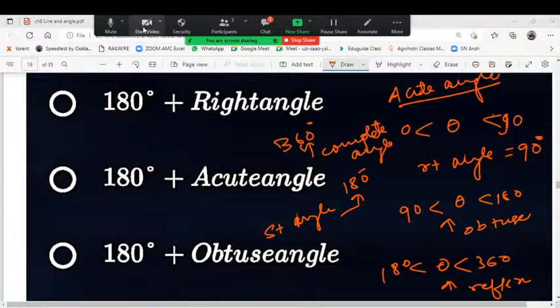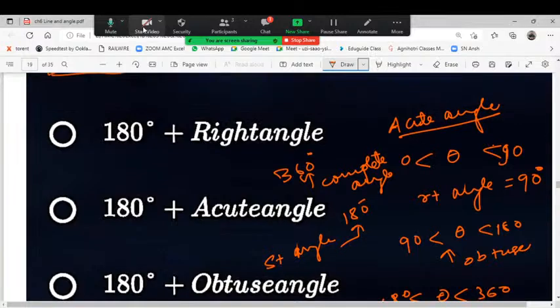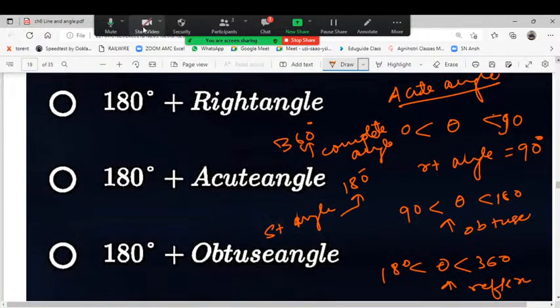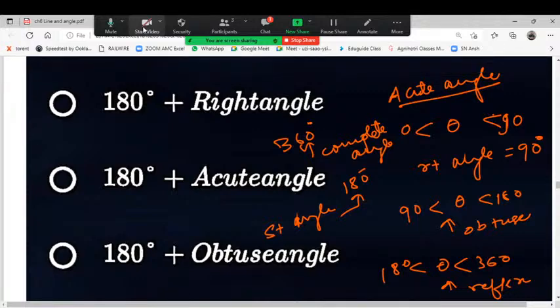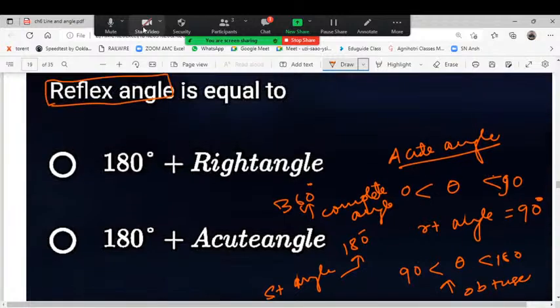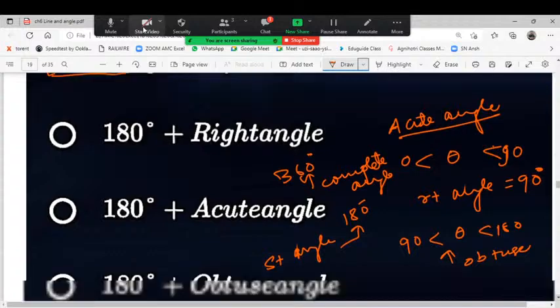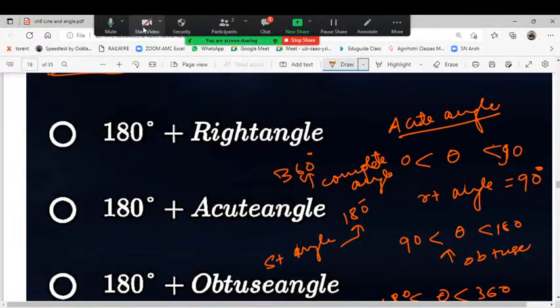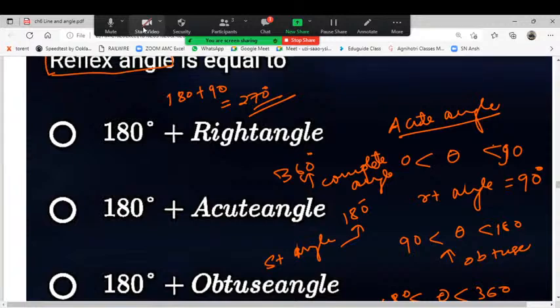Now I want you to figure out your answer in this case. Which one of them is a reflex angle? Is the first one reflex? It should be greater than 180 but less than 360. Do you think all of them are reflex? If I add 180 and any 90 value, what will I get? I will get 270. Do you think 270 is reflex?